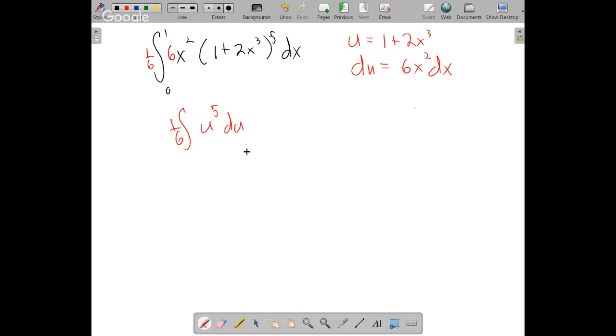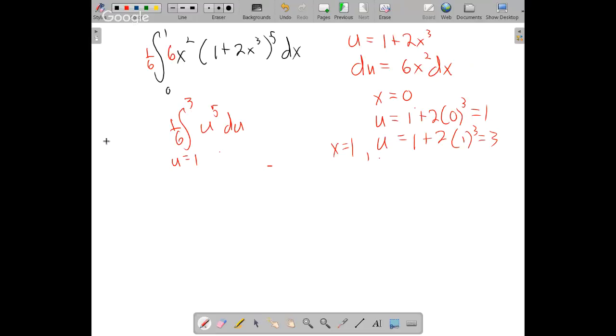All right, so from here, there's another route. So these original boundaries were x equals 0 to 1. I'm going to rewrite those as u boundaries. So if x was equal to 0, then u would be 1 plus 2 times 0 cubed, which is 1. So here I'm going to let u go from 1. And if x was equal to 1, then u would be 1 plus 2 times 1 cubed, which is 3. So u is going to go from 1 to 3. So I can just bypass these going with x.